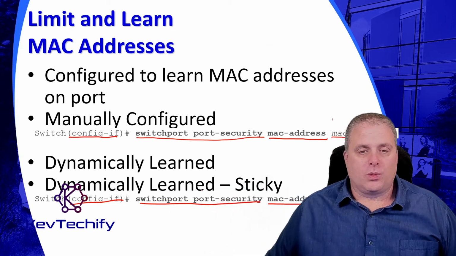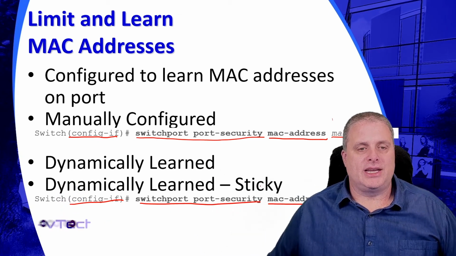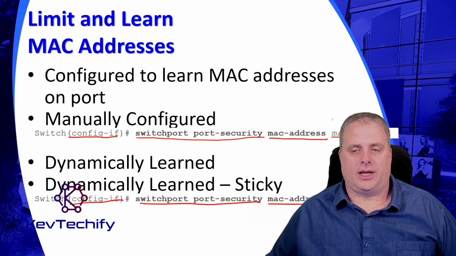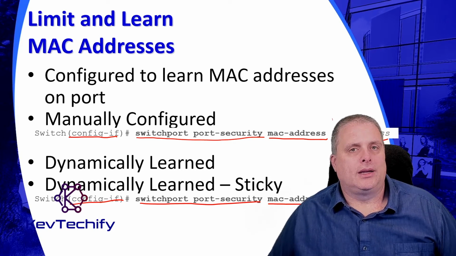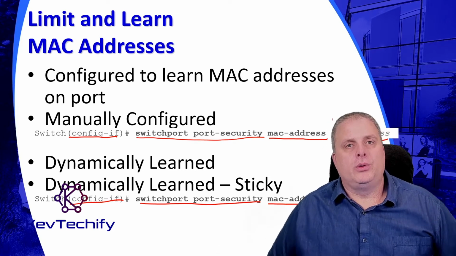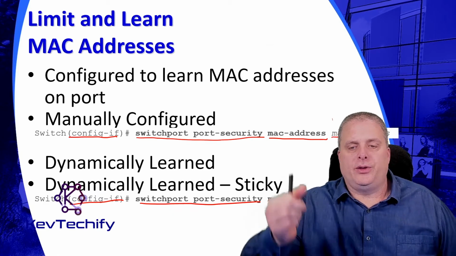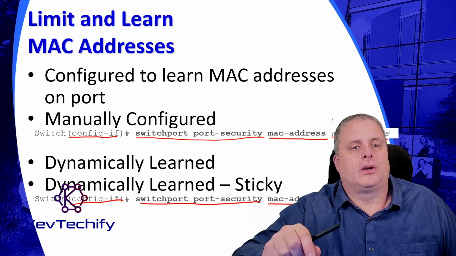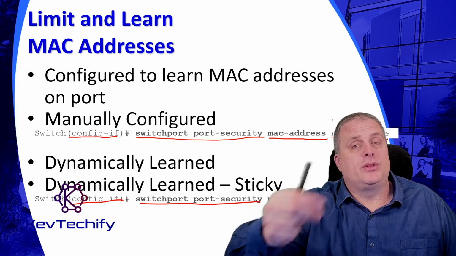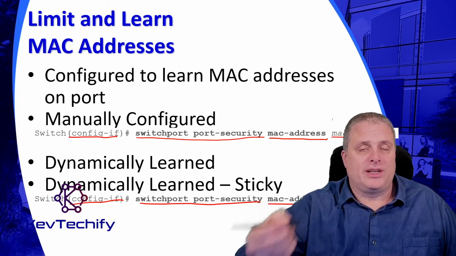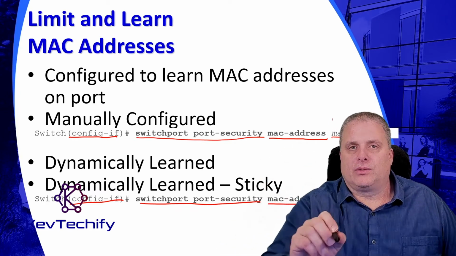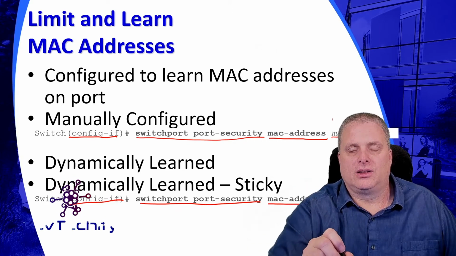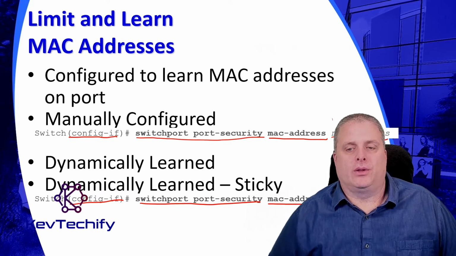A lot of times what I see is this dynamically learned sticky is used in place of the manual address. Why? That way you don't have to type in the MAC address. You set up your printer, you go and you plug it in. If you have MAC address sticky on there, it'll put that into your saved configuration. Reboot that switch, it's there. It learned it, it put it into its memory. It stays in the running config, it stays in that saved configuration until you go in and change it manually.